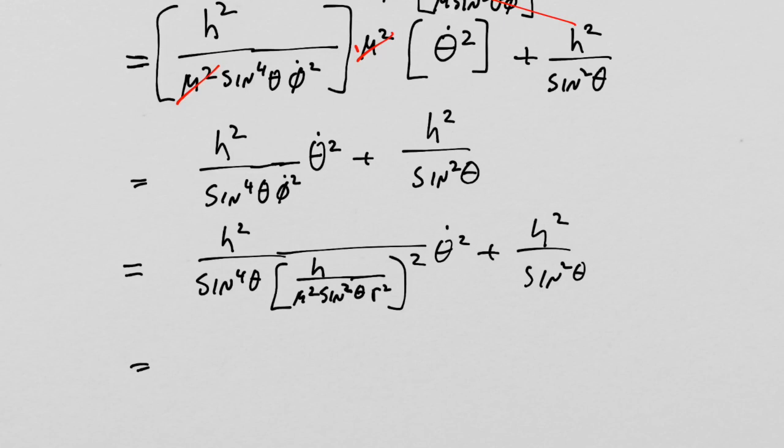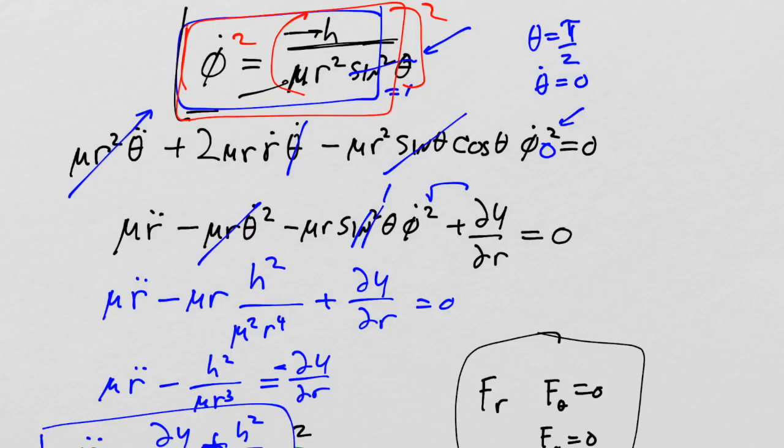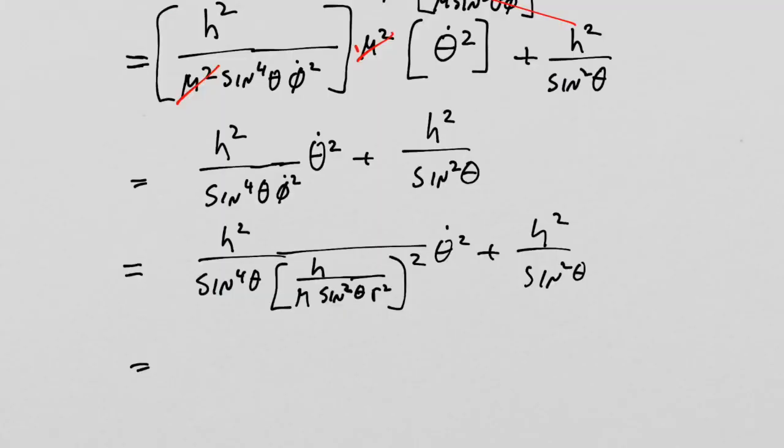Something's wrong. Oh yeah, this mu is not mu squared. It's just mu. If you go back here, it's just mu. It's not mu squared. So the things will cancel. So the h's will cancel. Let me make sure the h's will cancel. The sines, the factors will cancel. But then you'll end up with mu squared r to the fourth times theta dot squared plus h squared cosecant squared theta.